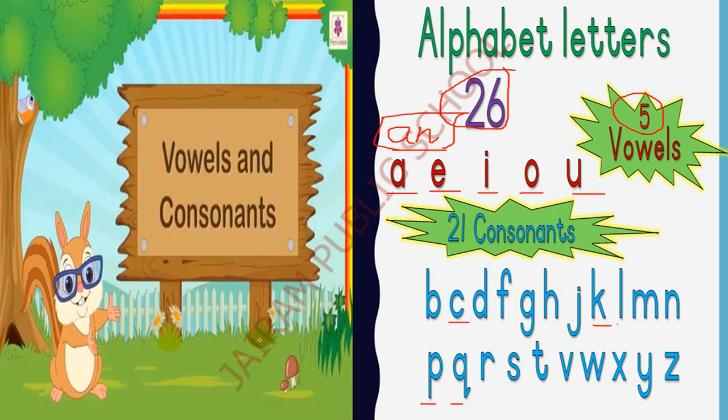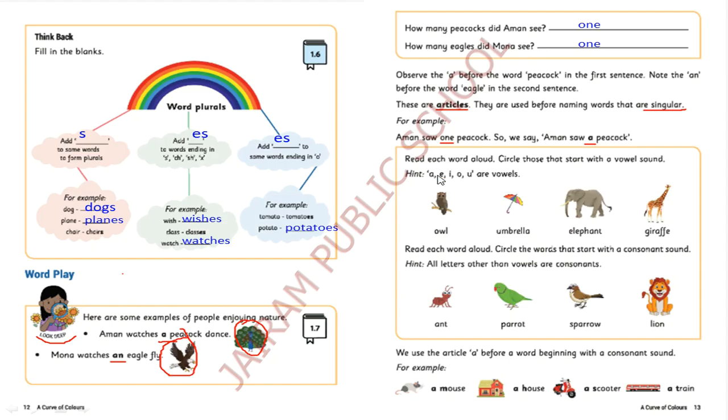Let's go back to that activity. Yes, now tell me, read each word out. Circle those that start with a vowel sound. Kindly note this down. We are going to circle the words which start with the vowel sounds. So the hint is A, E, I, O, U are vowels. So first let us see the first word.